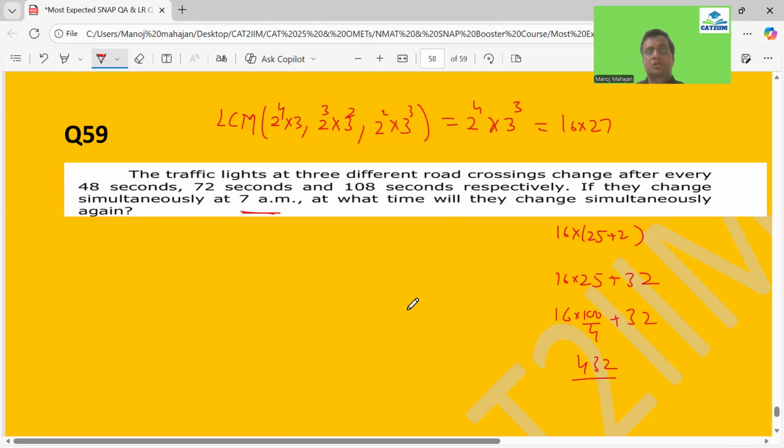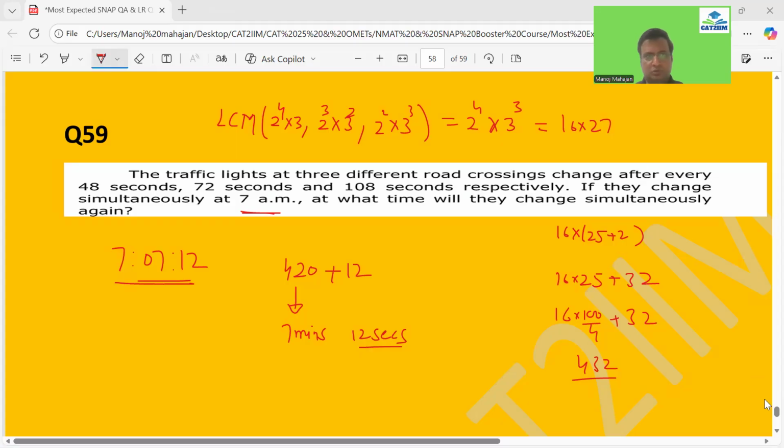What do I get? 432 finally, right? So 432, if I look at converting into minutes also, so 420 plus 12 if I write separately. So this would be nothing but 7 minutes. And this would be separately 12 seconds. So we have to look at the choices first, right? And I have to mark the answer. So the time should be something like this, 7, 0, 7, and 12. So this should be the answer, right? So I did not have the option. So options are important, of course.